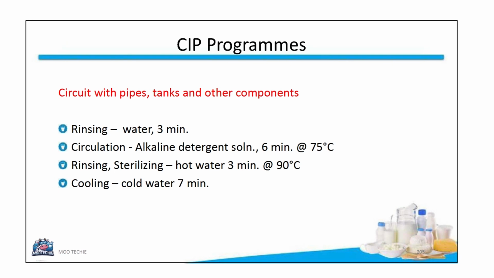Another common program is for a circuit with pipes, tanks, and other components. This simpler program begins with a water rinse for 3 minutes. Then, an alkaline detergent solution is circulated for 6 minutes at 75 degrees Celsius. This is followed by a rinsing and sterilizing step with hot water for 3 minutes at 90 degrees Celsius. The cycle concludes with a cooling step using cold water for 7 minutes.